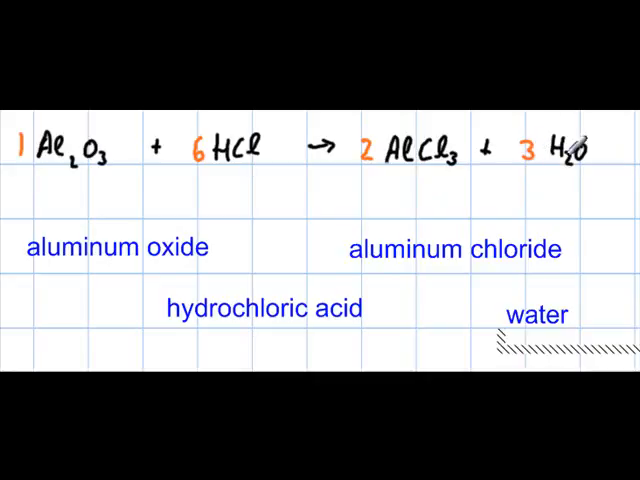And then I have 3 times 2 is 6 hydrogens, and here I also have 6 hydrogens, so on the last one I'm already done. So these coefficients here balance the entire equation. We can check that again. 1 times 2 is 2 aluminums, and here 2 aluminums, 3 oxygens, 3 oxygens, 6 hydrogens, 6 hydrogens, 6 chlorines, and 2 times 3 chlorines is also 6.